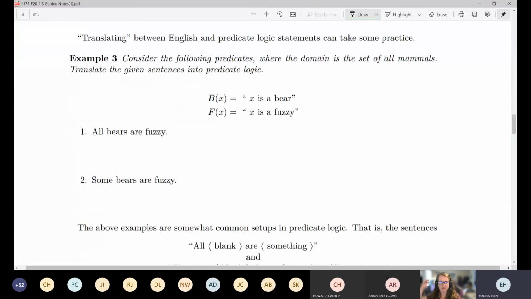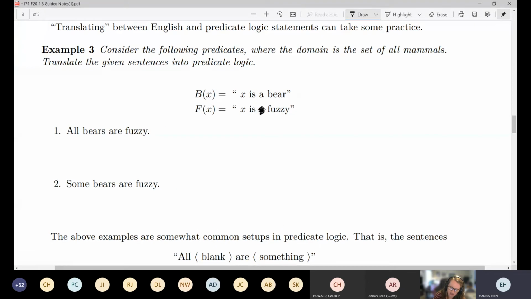So again, as I've already said, translating between English and predicate logic sometimes takes some practice. And I know I've said that about essentially every single thing we've gone over so far. So consider the following predicates, where the domain is the set of all mammals. Translate the given sentences into predicate logic. So we're going to have b of x means x is a bear, and f of x means x is fuzzy. Oops. All bears are fuzzy.